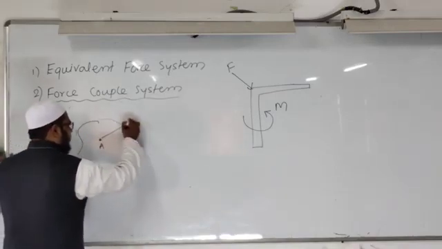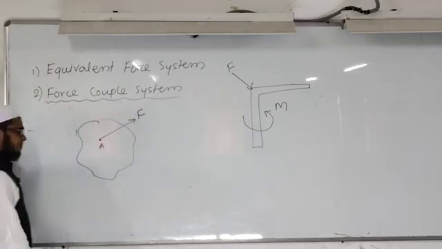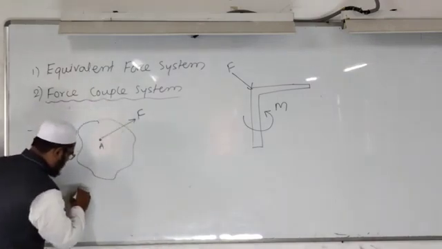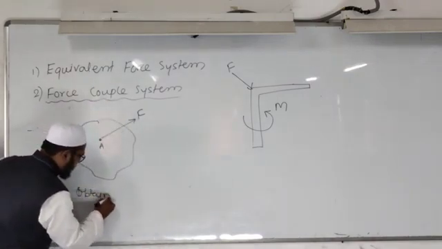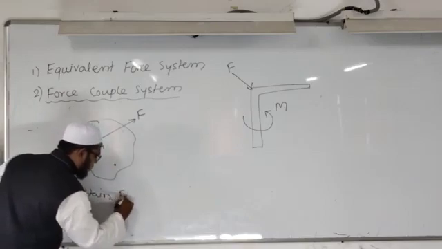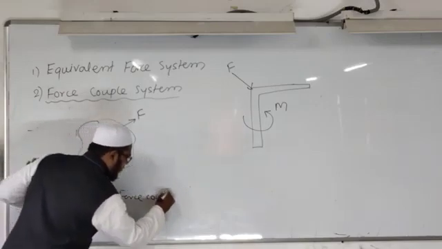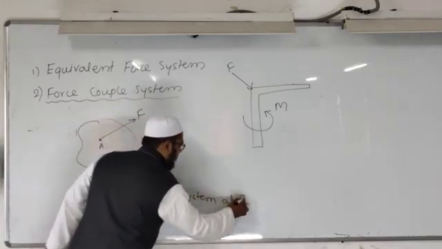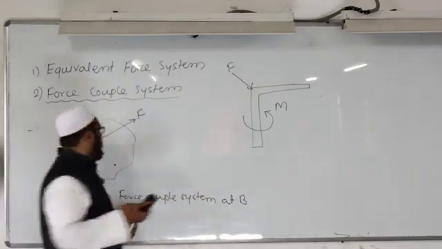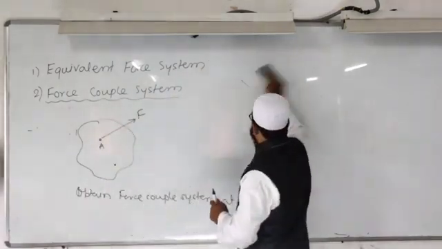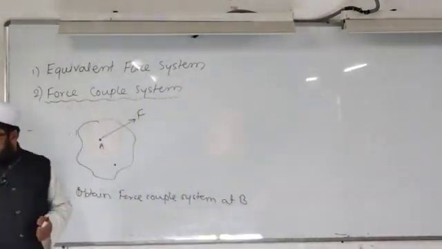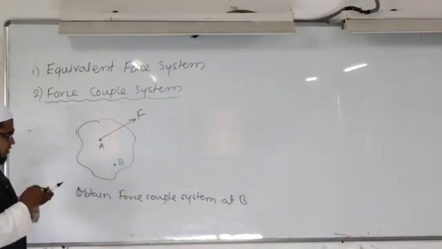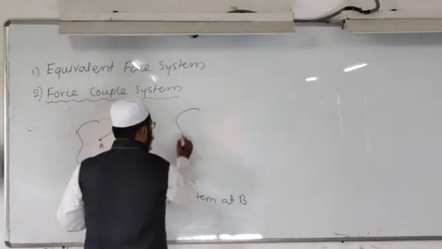Consider at point A force F is active. And in the problem statement, we have to obtain a force couple system at point B. You have to obtain the force couple system at point B. How to obtain? This is point B. Now listen here, we can understand how to obtain.